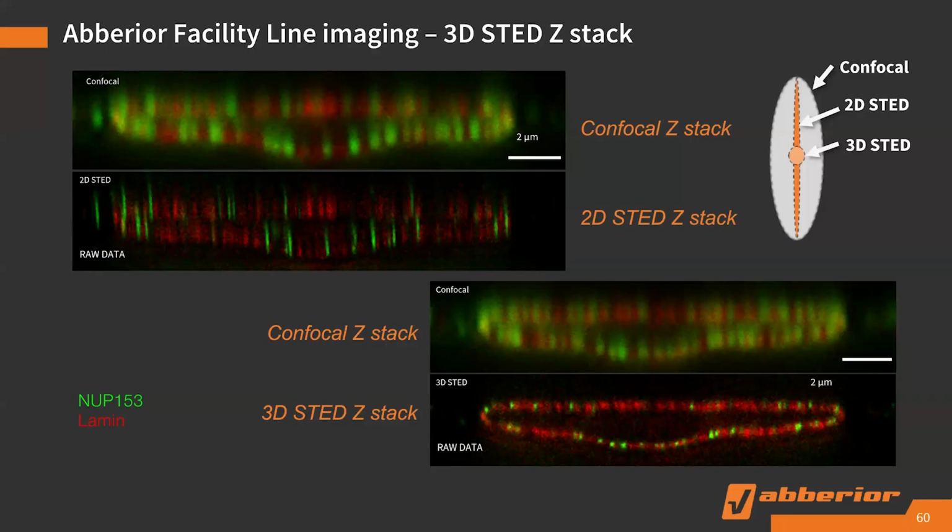So this is the Z stack of nuclear pore complex 153 and lamin. You can do the Z stack with confocal PSF. It looks like polar light. It's beautiful, but the resolution is poor. You can do the Z stack with 2D STED PSF. That's the STED. Now you see it's like a needle. The XY resolution is improved. The Z resolution remains the same as confocal. If you perform the Z stack with 3D STED PSF, now XYZ isotropically, they're perfect.